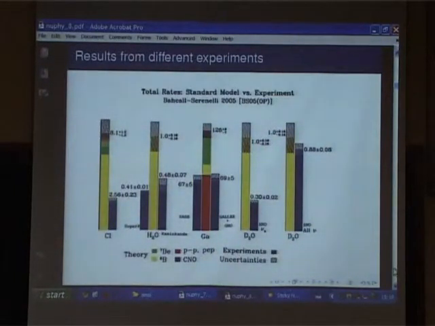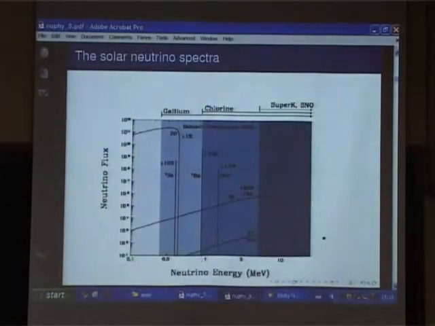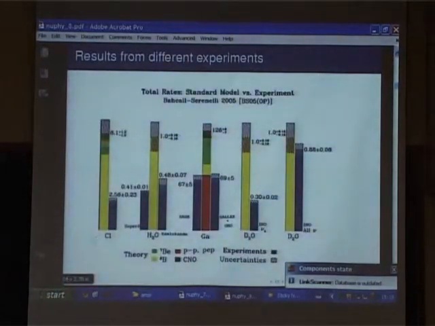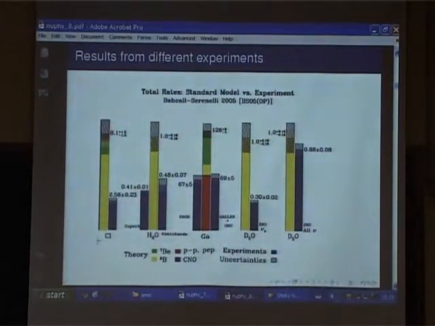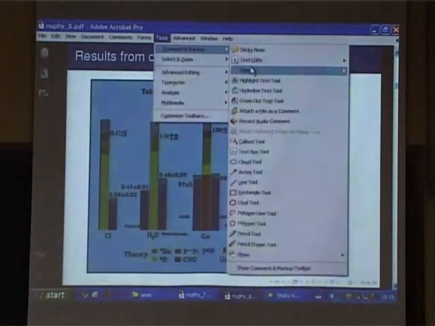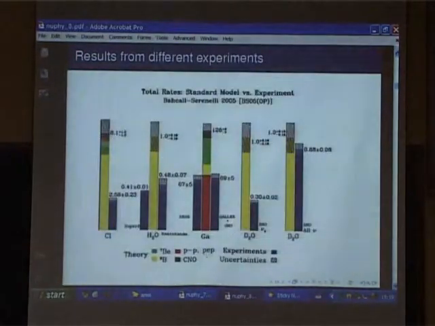And this is what we saw in various experiments. This was the chlorine experiment. The chlorine experiment had a design threshold of about 0.8 MeV, and it detected only electron neutrinos. So it basically measured the flux of electron neutrinos, phi_e.